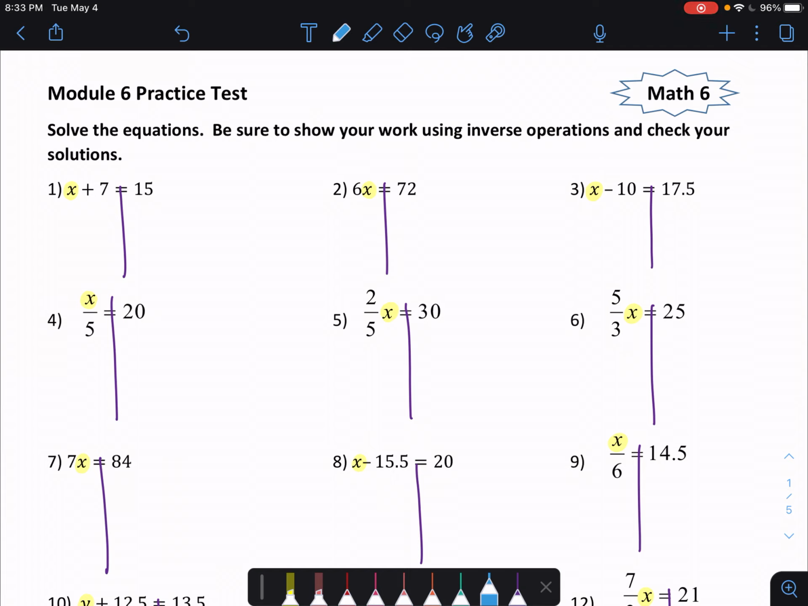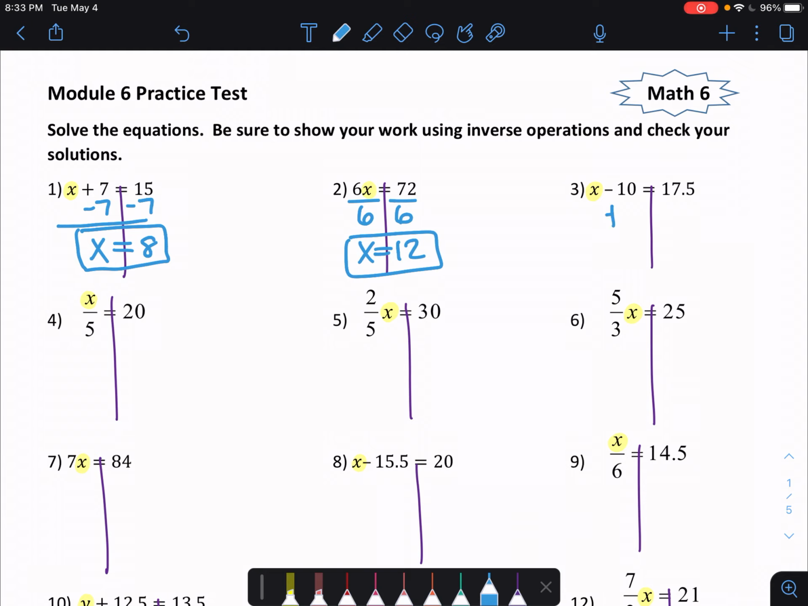So in number 1, I'm going to undo x plus 7 by doing minus 7 on both sides. So x is equal to 8. I can check my solution by doing 8 plus 7, and 8 plus 7 does equal 15. In number 2, I'm going to divide by 6 on both sides. So I get x equals 12, and I can check by doing 6 times 12. 6 times 12 is 72.